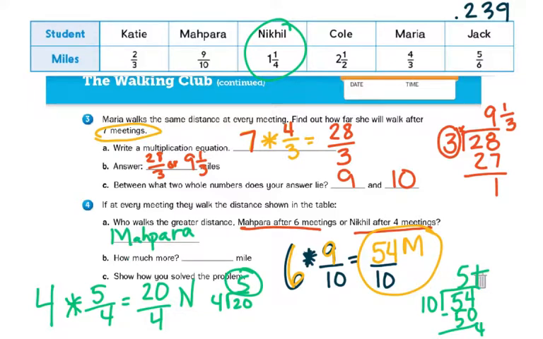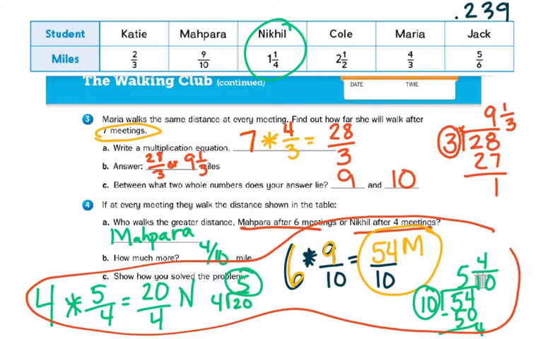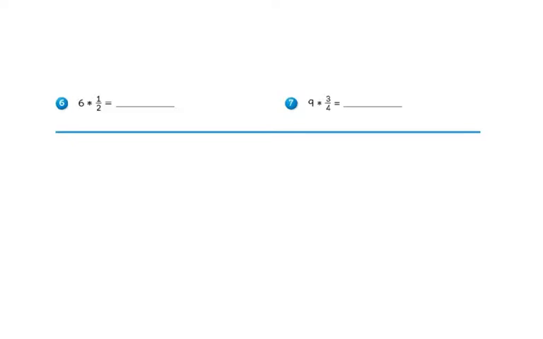How much more? Well, 4/10. If I change this back into a remainder as a fraction, 4 is my remainder. My divisor is 10. So 5 4/10. So 4/10 of a mile more. Show how you solve the problem? Well, I'll just show you all my work right here. We won't worry about number 5. You don't have to make up your own multiplication number story unless you'd like to. But let's finish up with number 6 and number 7.